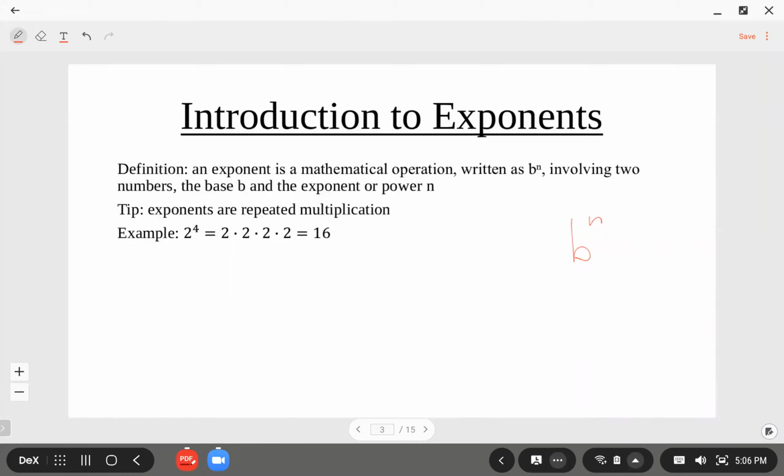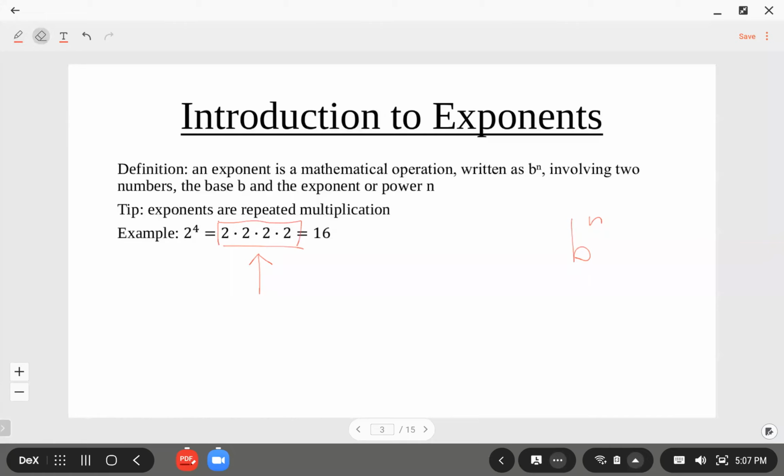Exponents are always repeated multiplication, and I have showed you step by step on how to do this. So 2 to the 4th power is going to be 2 times 2 times 2 times 2. There are 4 2's right here. Multiply 2 to itself by 4 times. And what is that? That's going to be equal to 16.